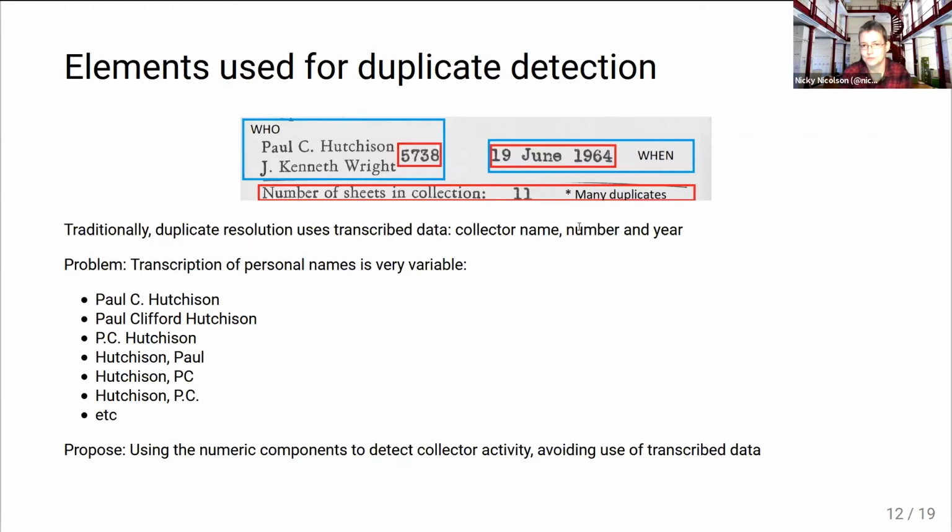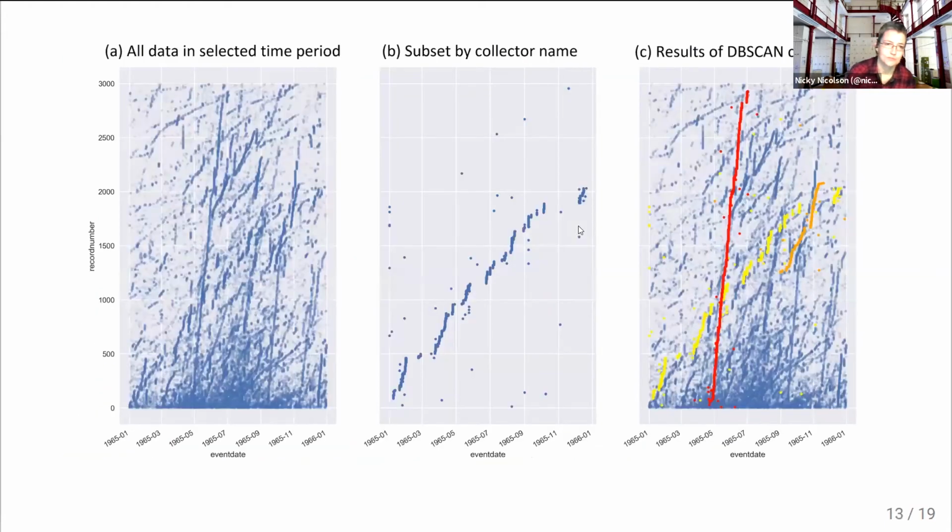So we know that Paul Hutchinson is using a collector sequence, and he's ascending that sequence through time. As he continues through his field collecting career, he's moving forward in time and he's ascending his sequence. So I've got a few plots which should indicate how we could do this computationally.